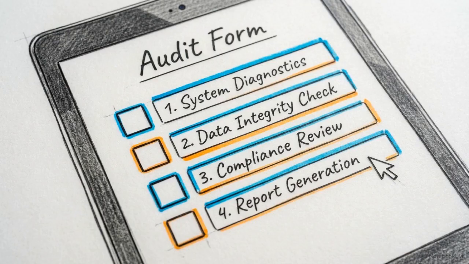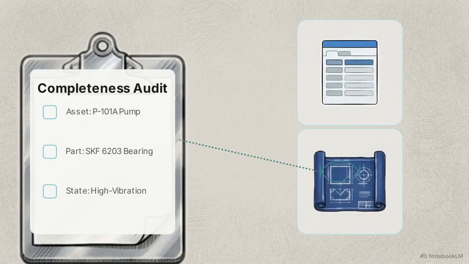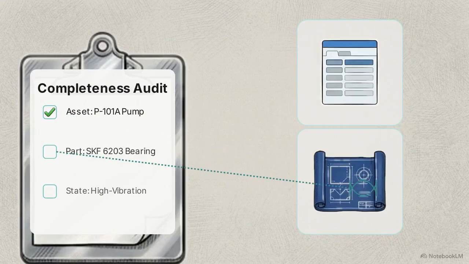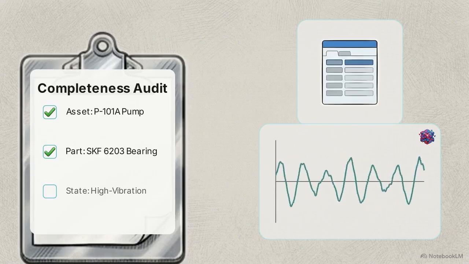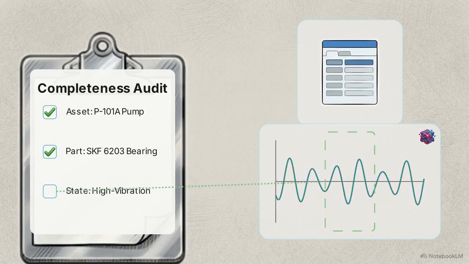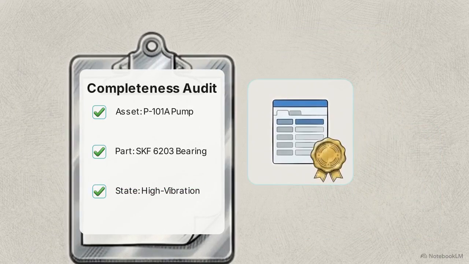Before finishing the draft, we run a completeness check. This step ensures we have captured the full context of the maintenance event. We start by verifying equipment identification. We check the record, confirming that the exact asset, the P101A pump, and the specific component, the SKF6203 bearing, are clearly listed. Next, we verify that the precise nature of the failure and the operating conditions at the time, in this case, high vibration operation, are documented.